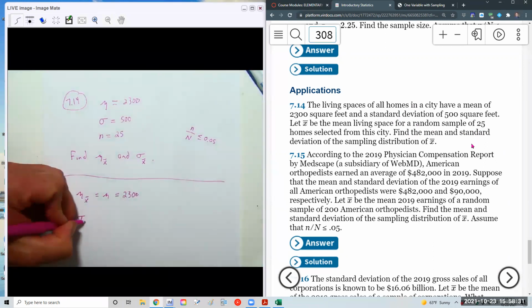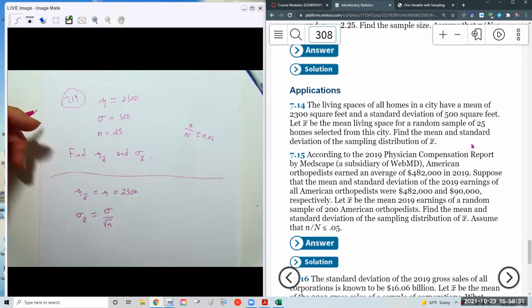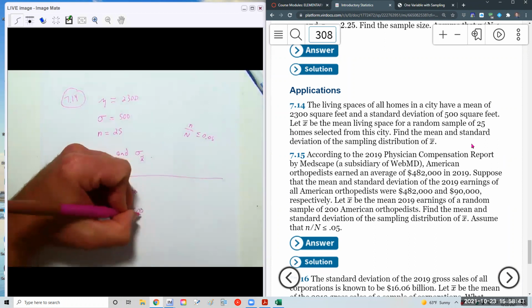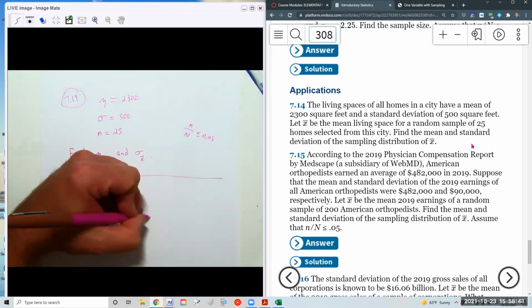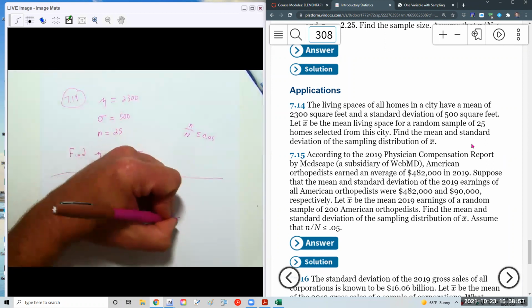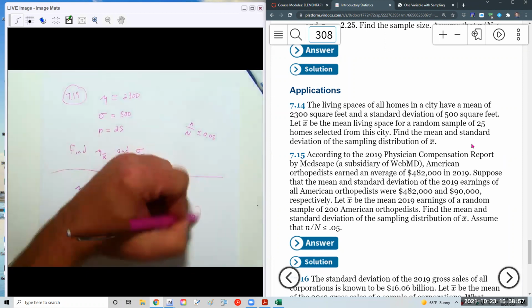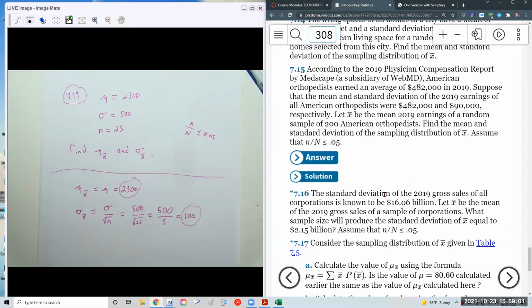And so therefore, I'm just going to use sigma sub X bar equals sigma over square root n to find the standard deviation of the sampling distribution. So that's just going to be 500 divided by the square root of 25. So that's 500 divided by 5, and that's going to give us 100. So that's what they wanted. Just give me the values for mean and standard deviation. So they're playing the same game over here as well. Let's take a look.